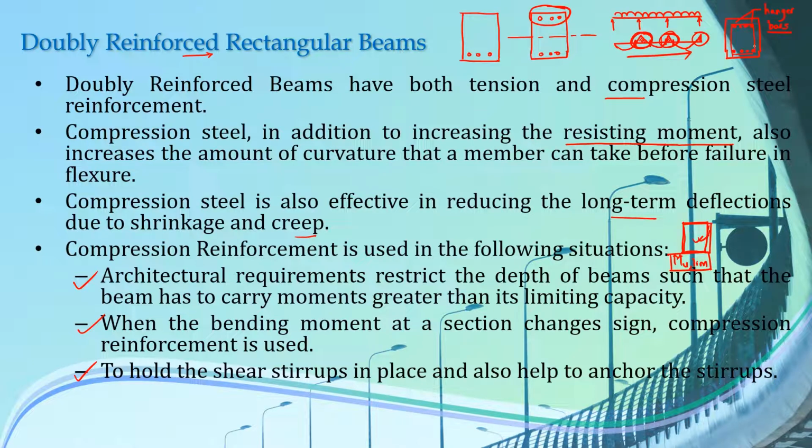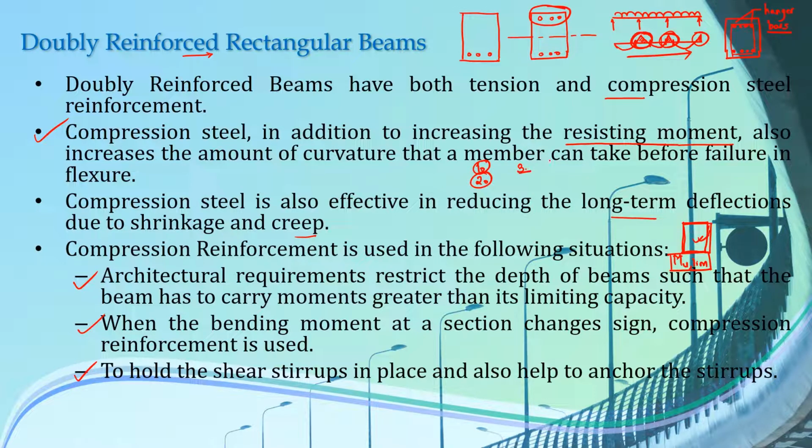Among these points, let us say that there are four main uses of compression reinforcement if we summarize. The first is to reduce the sustained load deflections, that is, reducing the long-term deflections due to shrinkage and creep. Another point is the increase in ductility of our beams. As we saw in our second point here, compression steel increases the amount of curvature that a member can take before failure. So that is related to the increased ductility of our beams.